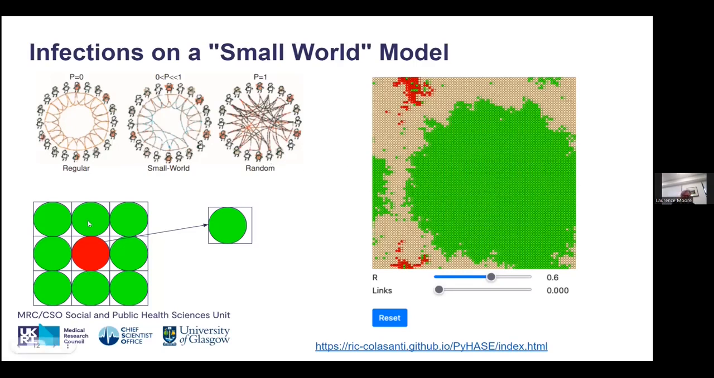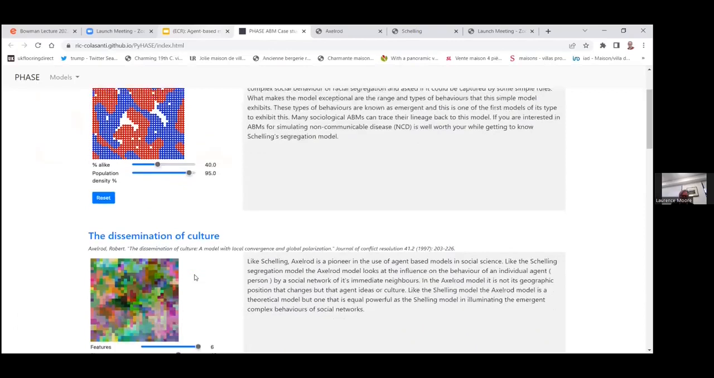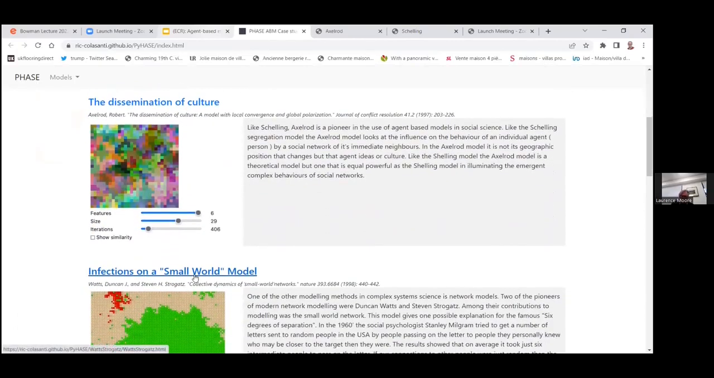So what I've got is an agent, and it's surrounded by 8 other agents, and there's a probability that they will infect them. And that's when you've got just a local link. And then I can do the occasional long distance link, which is linked here. We see what difference that makes. So again, let's look at the model. Let's go back to the page, scroll down here. Here's the infections on a small world.